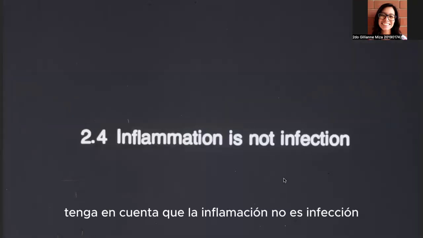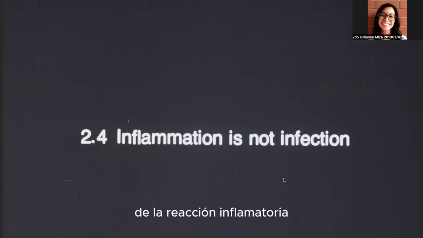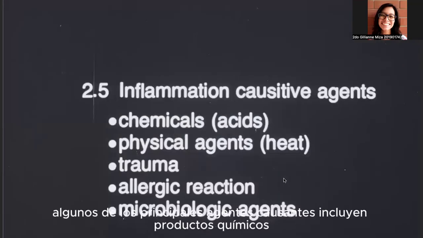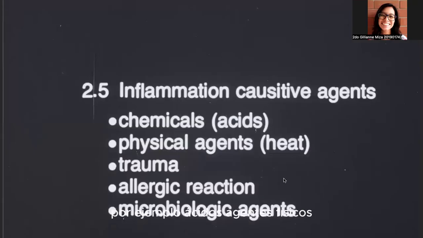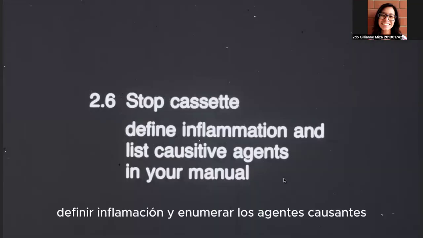Please note that inflammation is not infection. Infection means the presence of microbiologic agents, and while these frequently are the cause of the inflammatory reaction, there are totally sterile injuries causing inflammatory reactions. Inflammation is not infection. Some of the major causative agents include chemicals, for example acids, physical agents, for example heat, trauma, allergic reactions, and microbiologic agents. Stop the cassette. Define inflammation and list the causative agents.